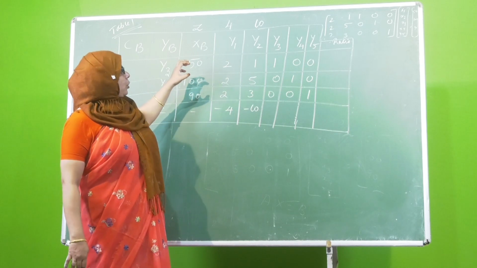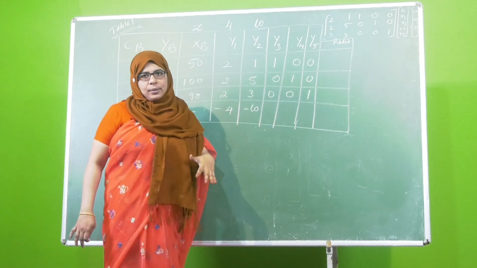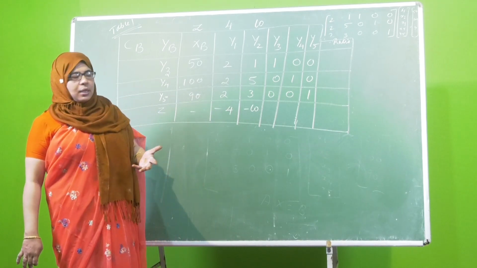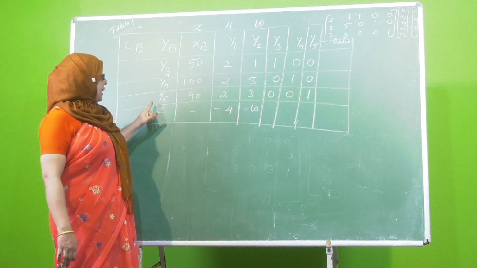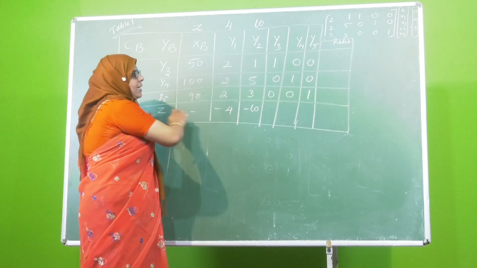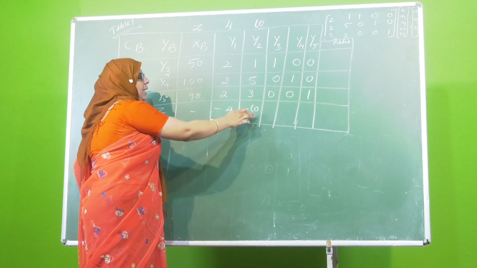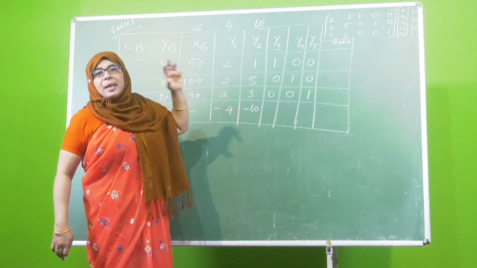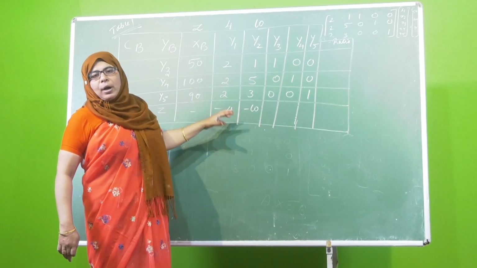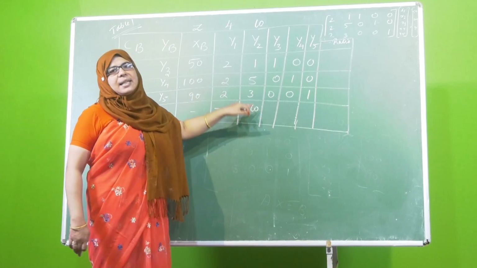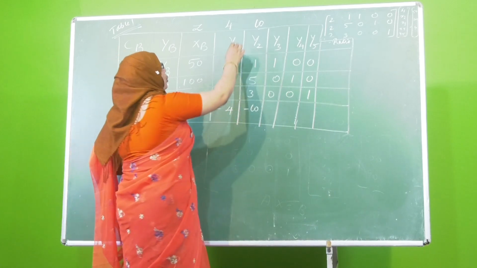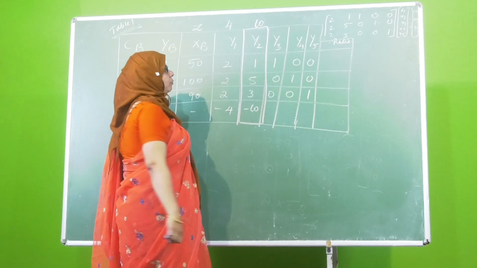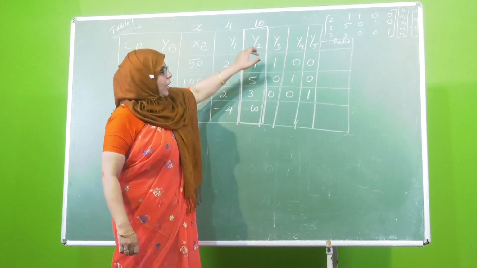So, now we are going to select the column wise. How can we select? What is the minimum element in Z? You have to see only Z. Concentrate on the Z elements. Minus 4 and minus 10. Which one is the minimum element? Obviously, minus 10 is the minimum element. So, we have to select this column. What is this column? Y2.